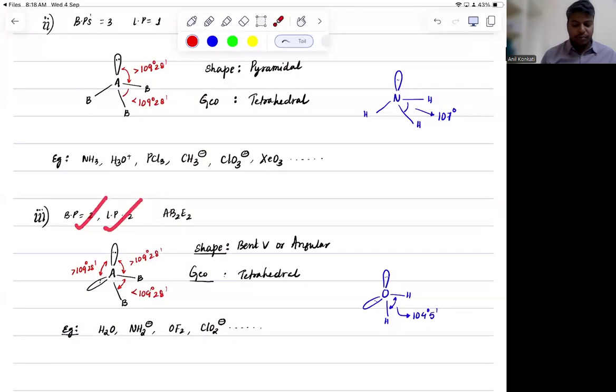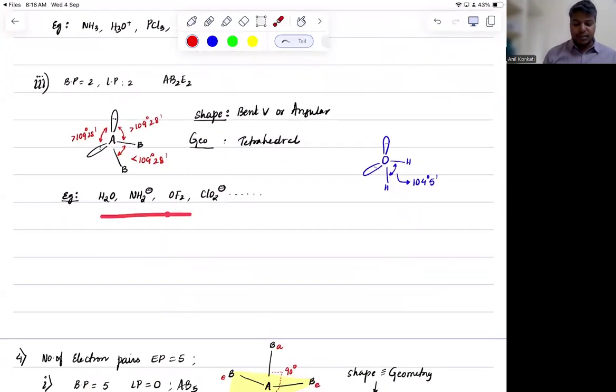Bond pairs are two, lone pairs are two, just like in water. In this case, these two angles are far greater than 109. This is also greater than 109, but the bond angle here is smaller. In fact, for water, the bond angle is 104 degrees 5 minutes. For ammonia, it is 107 degrees. These two you have to remember. So these are a few examples where you will notice it.